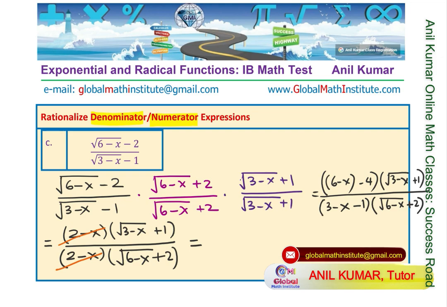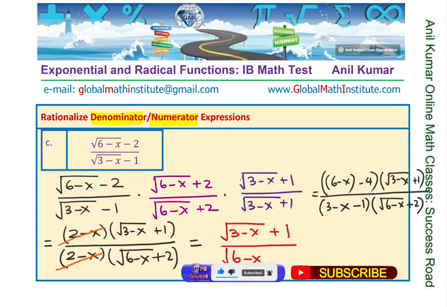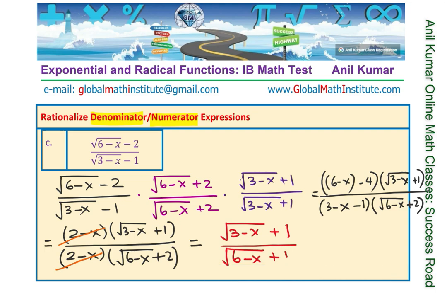And therefore, we have written this in a very simplified form, which is square root of 3 minus x plus 1 over square root of 6 minus x plus 2. Do you see that? Right. So even after rationalization, we do have radical in the denominator. Then how does it help us, right? That was the question, right?